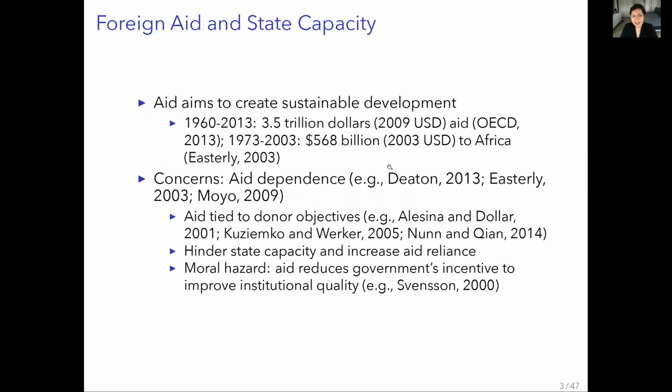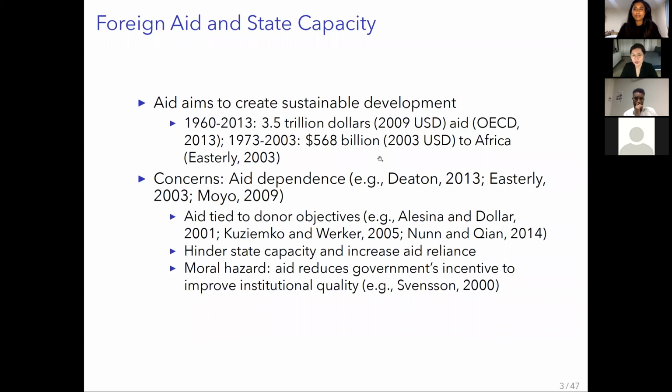So foreign aid aims to create sustainable development in poor countries. Over 53 years, around $3.5 trillion US dollars were given by OECD countries to poor countries. And around 600 billion, I'm just doing some rounding, went to Africa. Now, this is a lot of money, no matter how you count it. And people have been concerned.